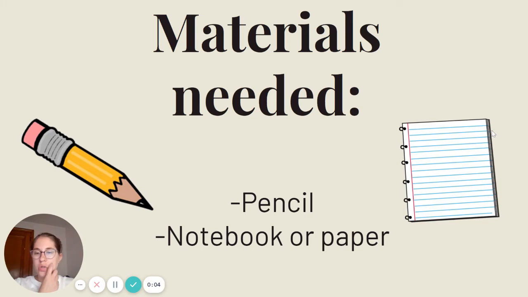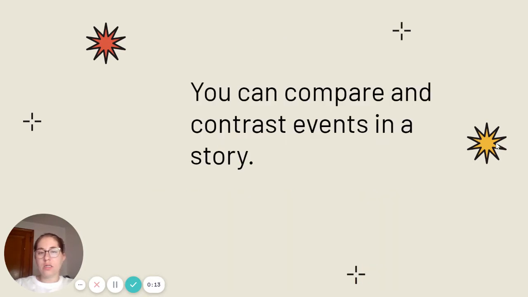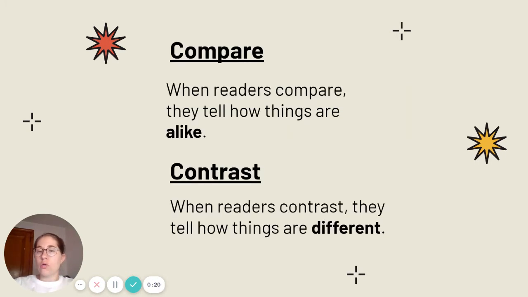Today you will need a pencil and a notebook or a piece of paper for our lesson. We're going to be looking at comparing and contrasting today, specifically for plot. You can compare and contrast events in a story. Remember, when you compare, you tell how things are alike. When readers contrast, they tell how things are different.